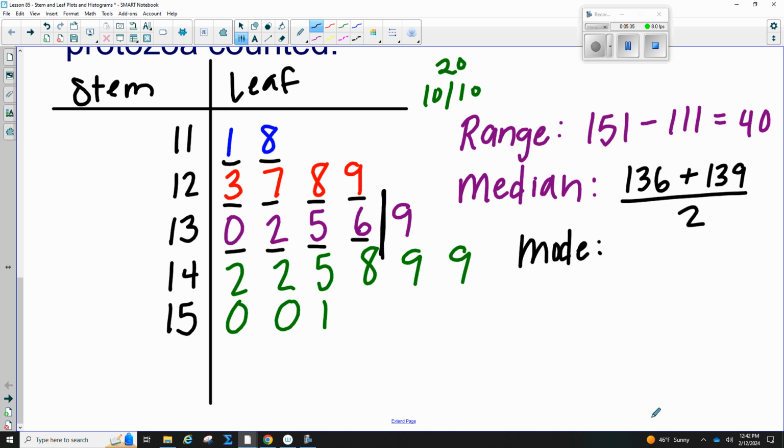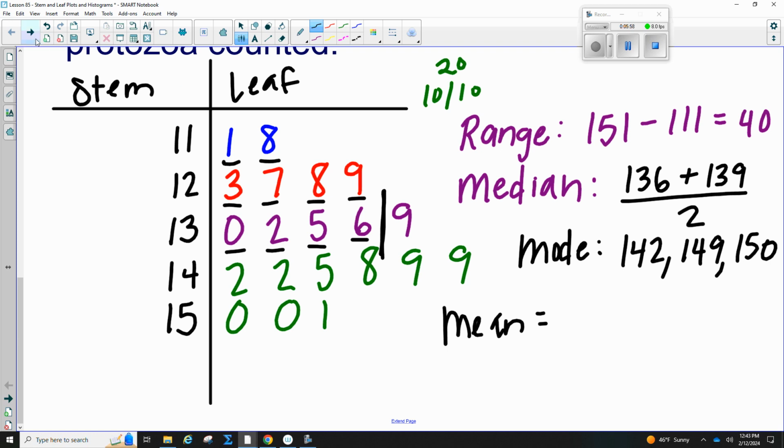How many modes do we have? Yeah, I think we have 142, 149, and 150. 3 modes, because they all have 2 numbers each. Yay. All right, and then of course the mean, you guys can do that, right? Add them all up and divide by 20. We could use a calculator, do the mean, okay?